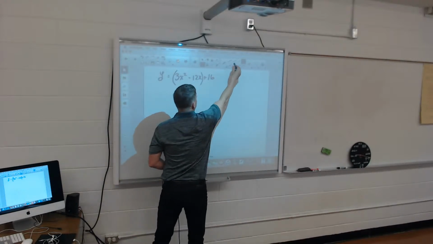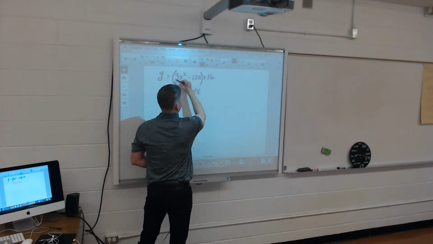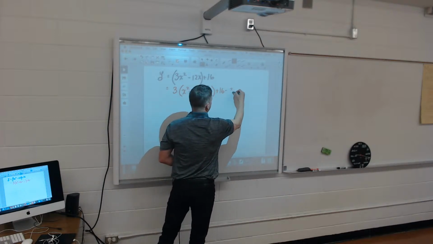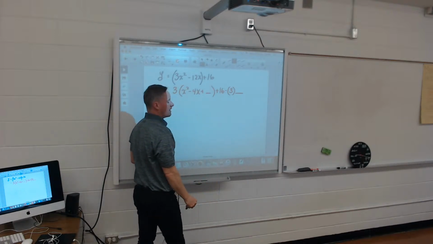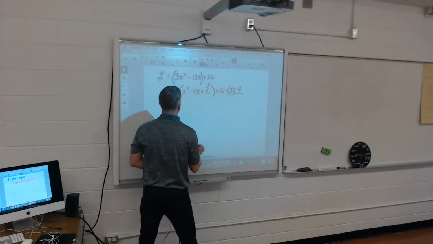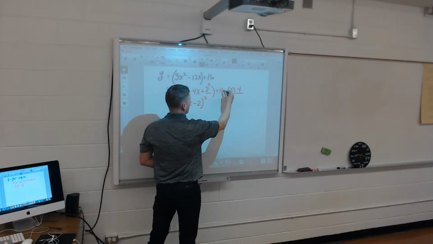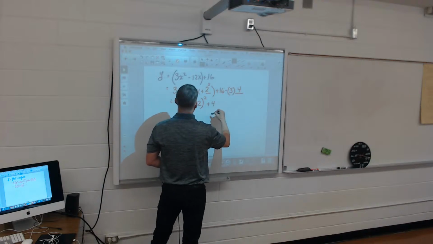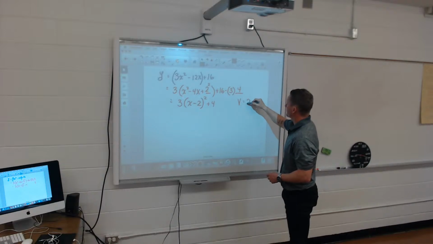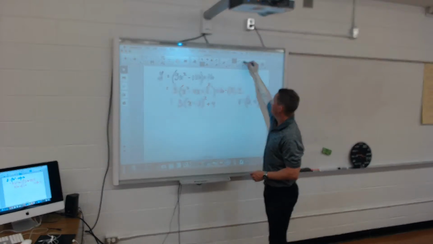So brackets first, right? Factor the 3 out of those. I plus a blank, add 16, subtract 3 times that blank out here. Half the middle term is 2, squared gives me 4, equals 3 times (x minus 2) all squared. 16 subtract 12 is 4. So looking at that, my vertex for this one is 2 and 4.